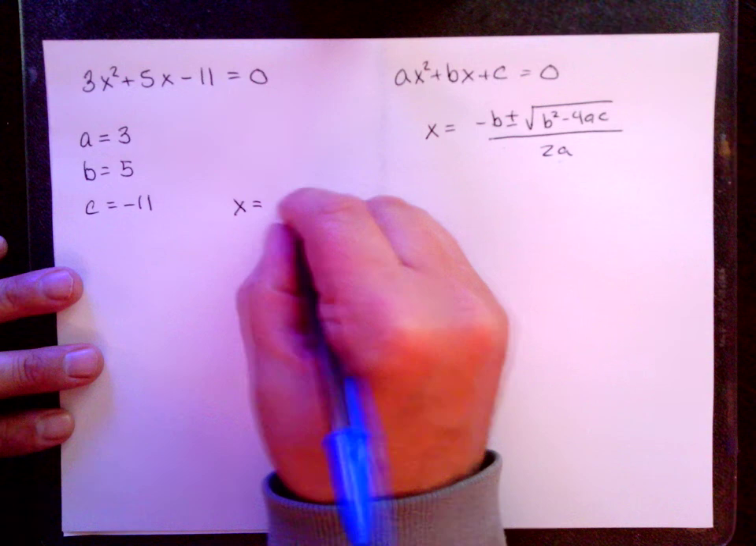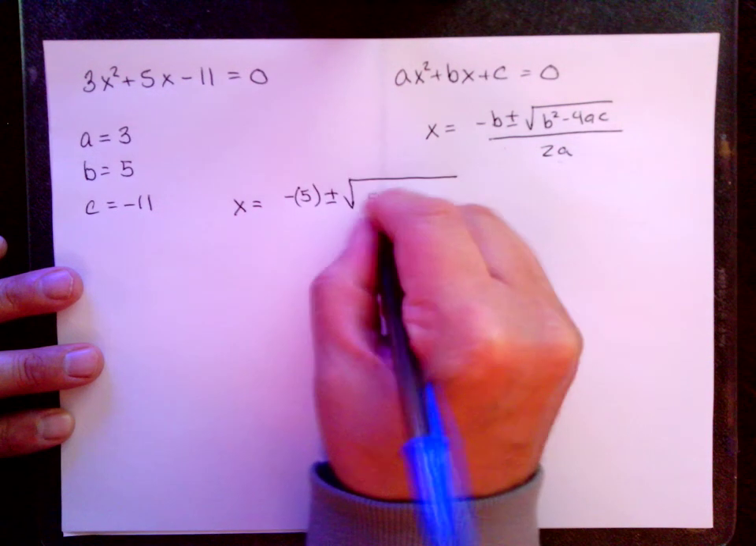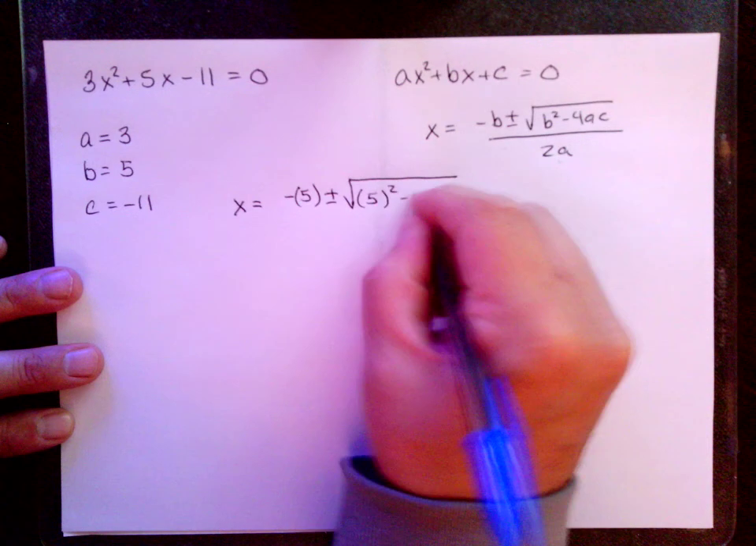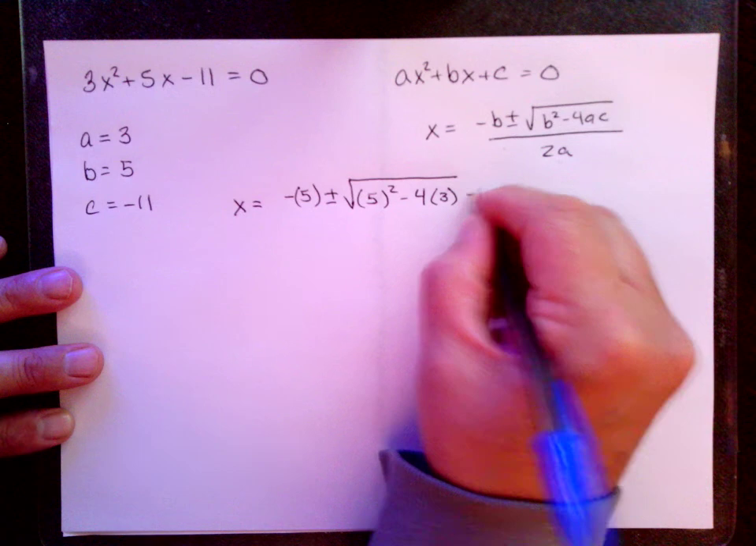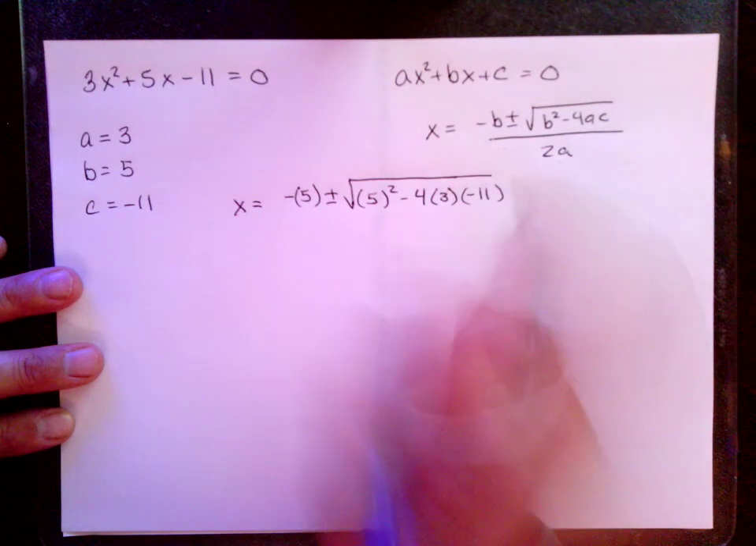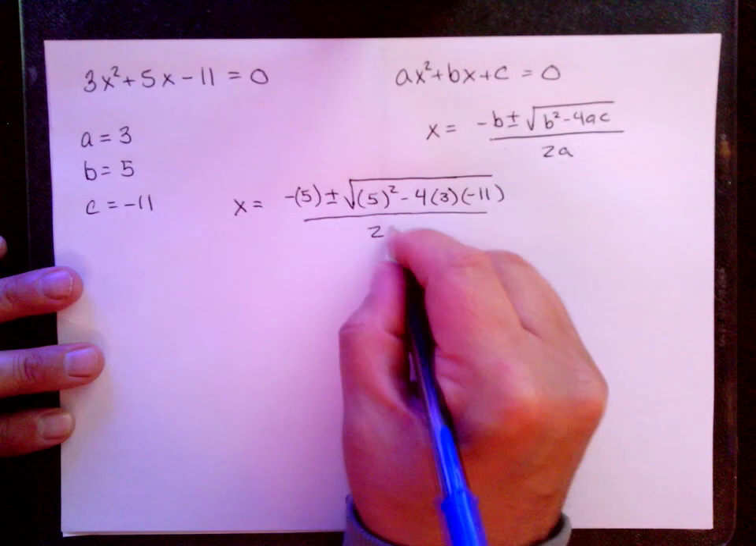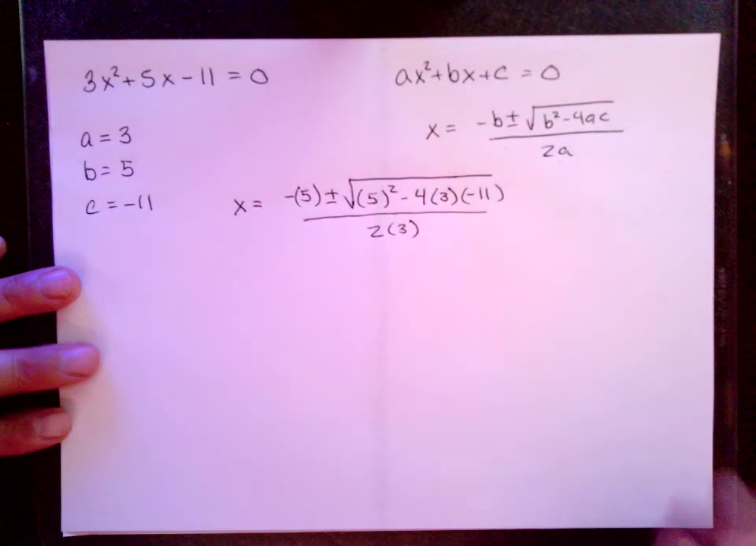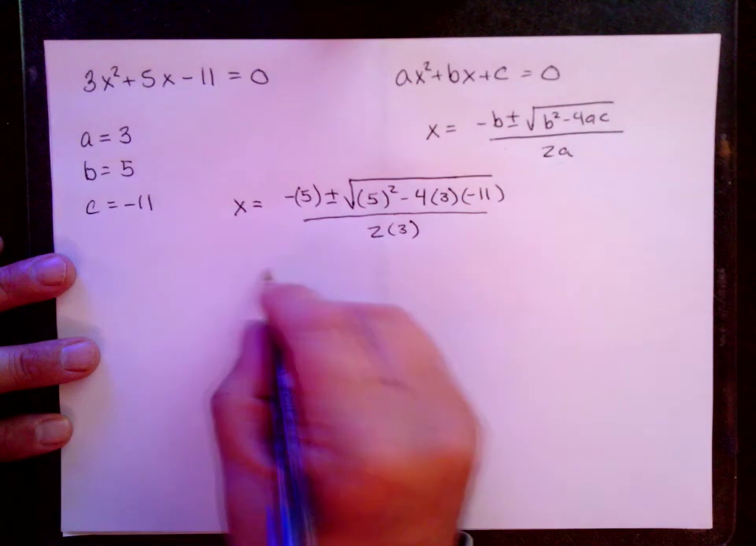Negative b would be negative 5 plus or minus the square root of, and I'm going to put parentheses around each of my coefficients when I plug in the numerical value, just to be sure when I look at it that I plugged in the correct values. Okay, now I'll do some arithmetic.